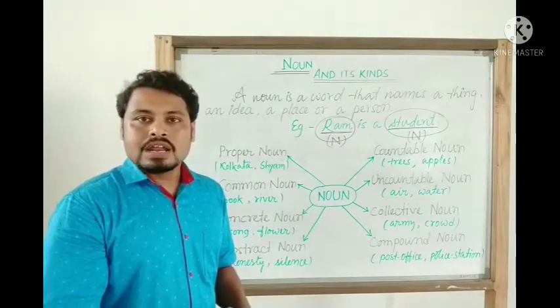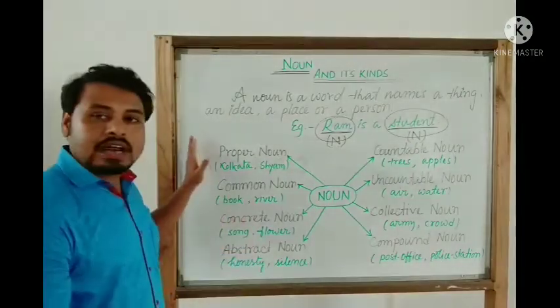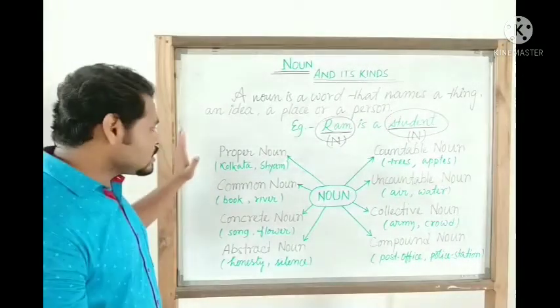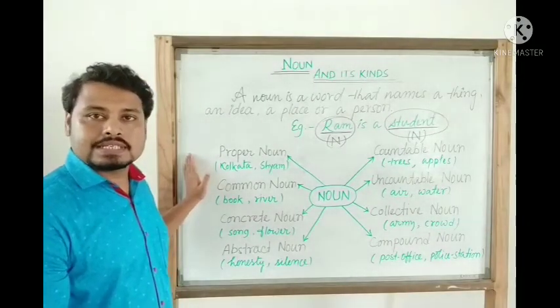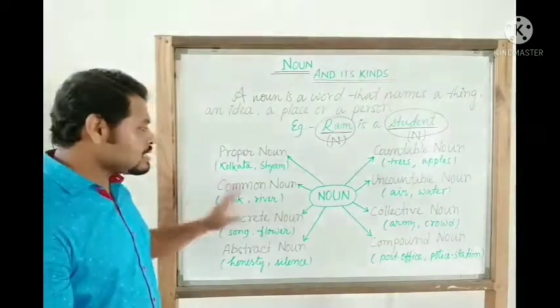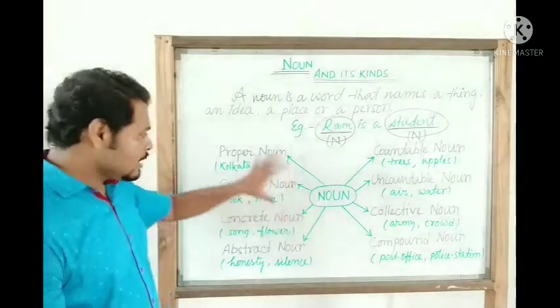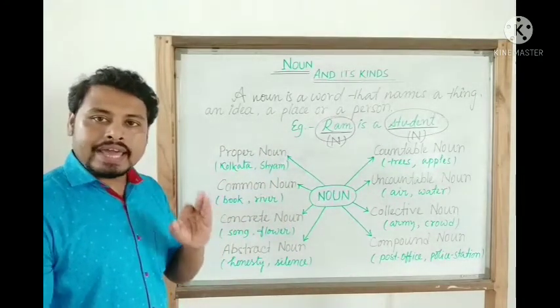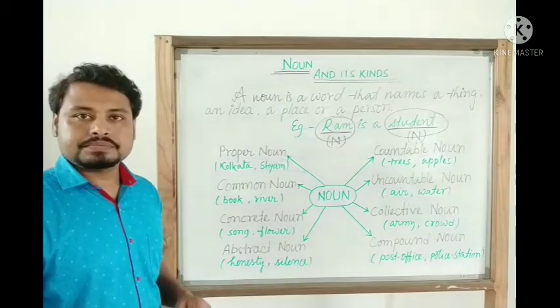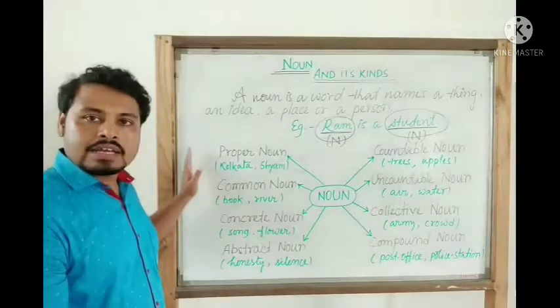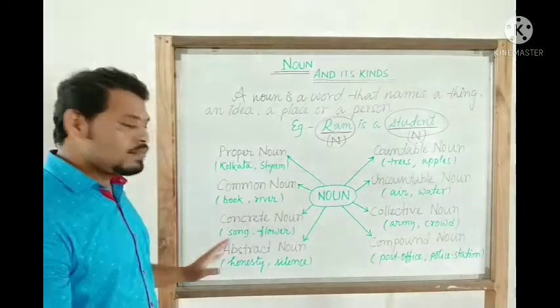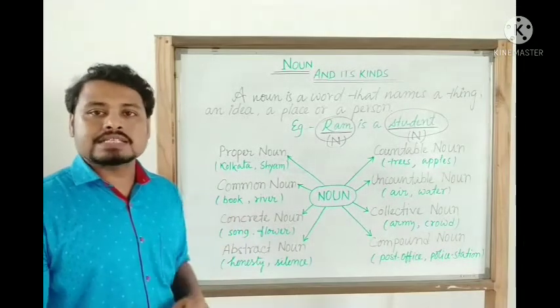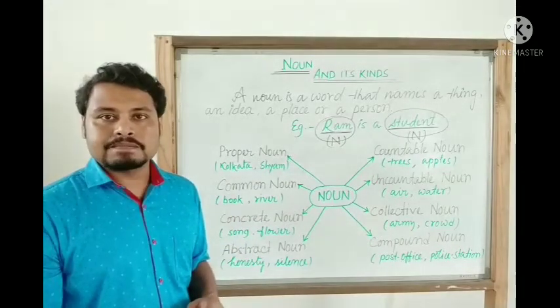So once again, a noun is a word that names a thing or an idea or a place or a person. Now we will look at the different types of nouns through this mind map representation. As you can see, noun has altogether 8 types. We will discuss each and every type one by one with their proper example and explanation.